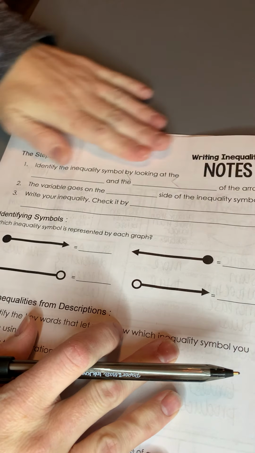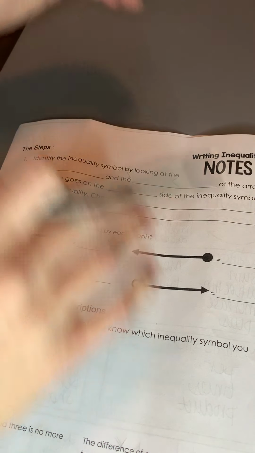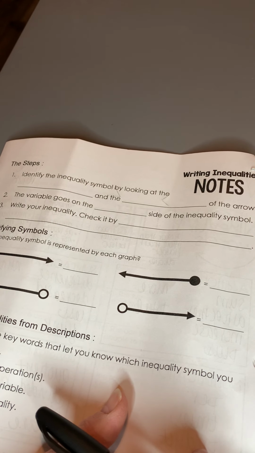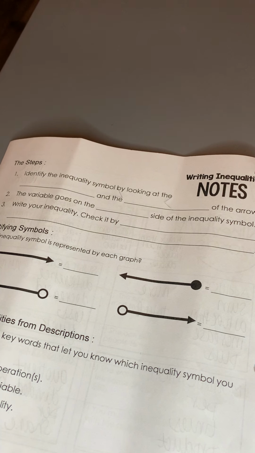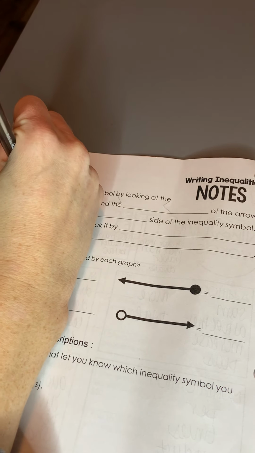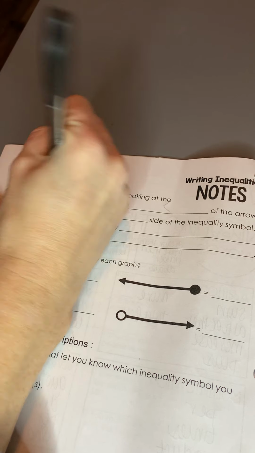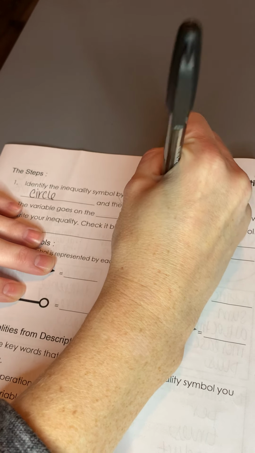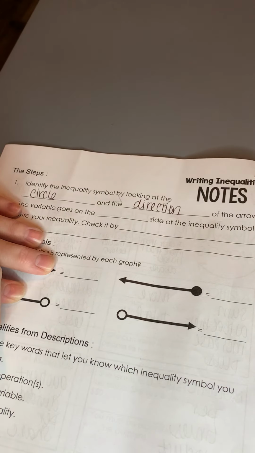So then we'll go over the steps for how you do this. Remember, you can always pause this video at any time you need to catch up. So step 1, identify the inequality symbol by looking at the circle. This is when you're looking at it from a graph also. And the direction of the arrow.